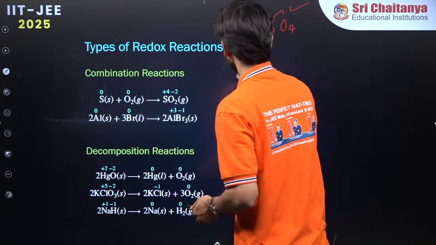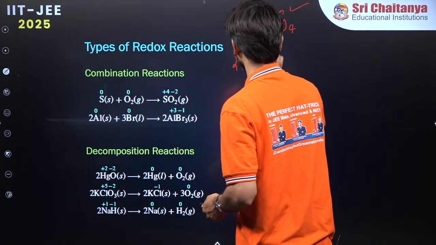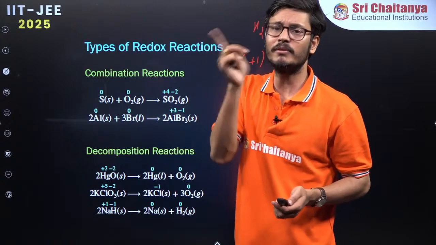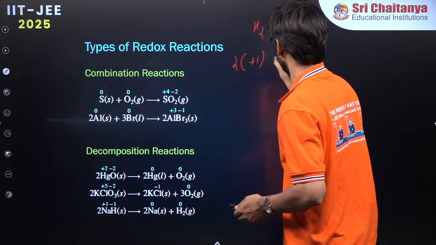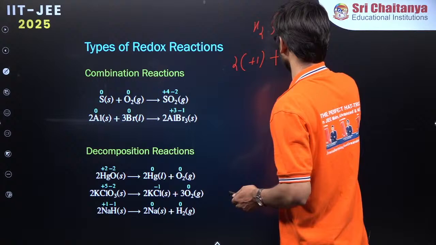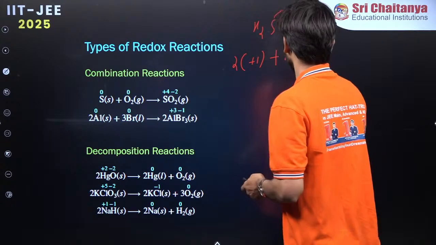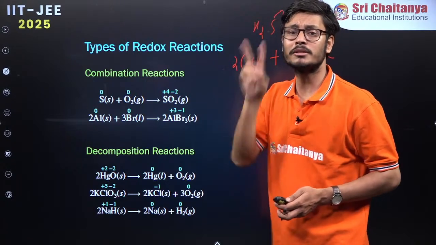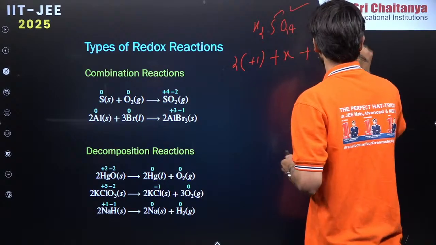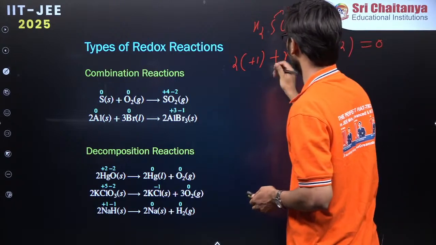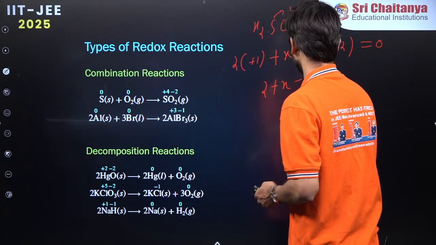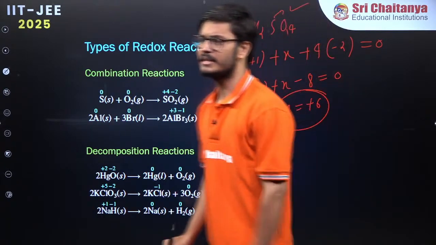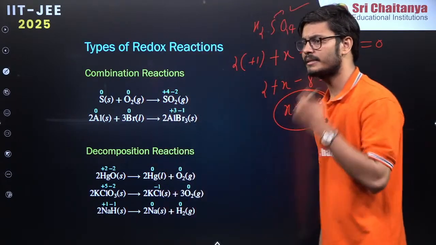Hydrogen, 2 atoms. What is the charge? +1. If hydrogen is bonded with a metal, it is -1. Otherwise, +1. Plus sulfur, I don't know, X. What is the number of sulfur atoms? 1. So X into 1, plus how many oxygen? 4. And the charge on oxygen is -2. The total should be equal to 0 because the compound is neutral. So 2 plus X minus 8 is equal to 0. So X is equal to +6.